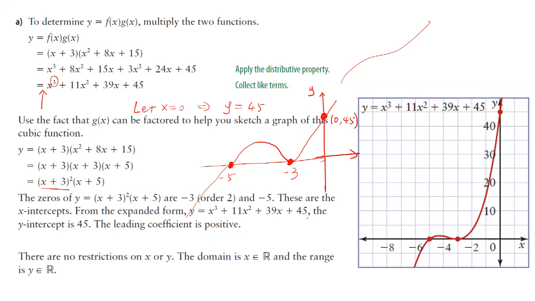So you can use knowledge we learned in unit 1 to analyze and sketch the graph of the polynomial function. As you can see here, there are no restrictions on x or y. So the domain is x belongs to the real number set, and the range is also the real number set. Okay, please have a look at this, and any questions, please let me know.